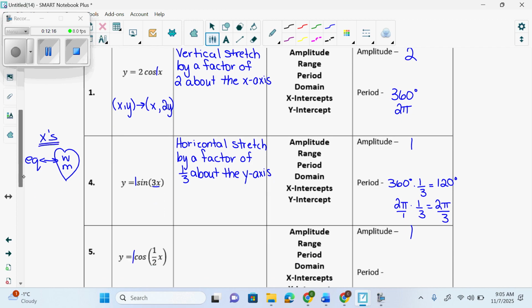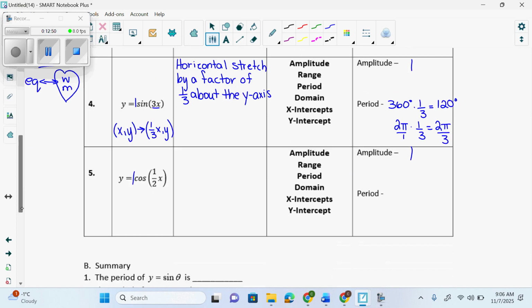What would my mapping be for this one? I can either go from equation to mapping, or I can go from words to mapping, and they're in the heart, so they stay the same. So my mapping is going to be x, y becomes what? 1/3 x, comma y. The third column we'll deal with later, not at this moment.